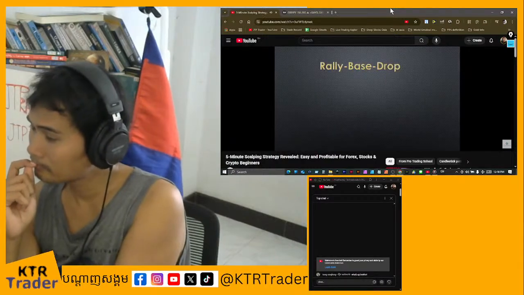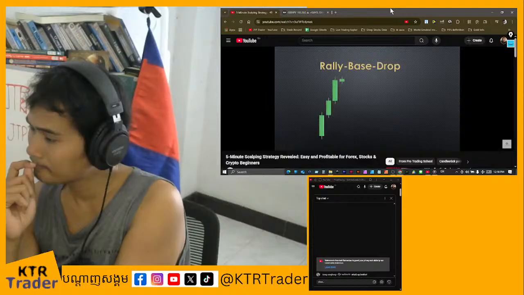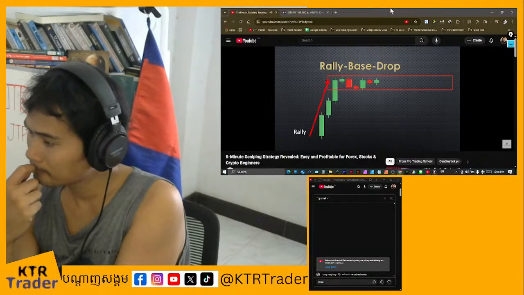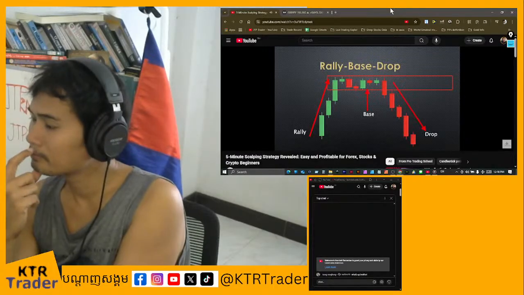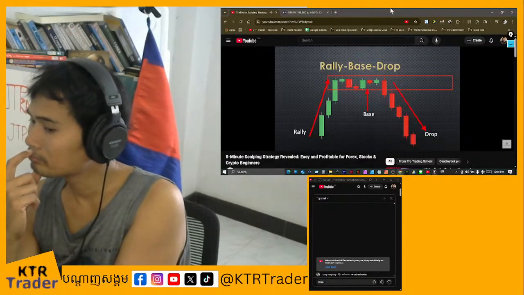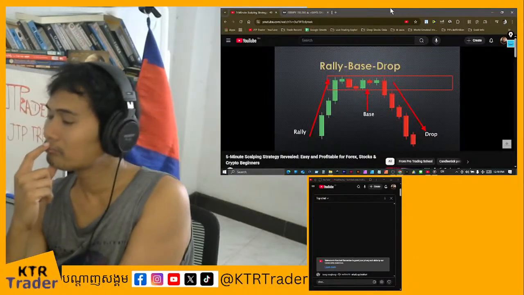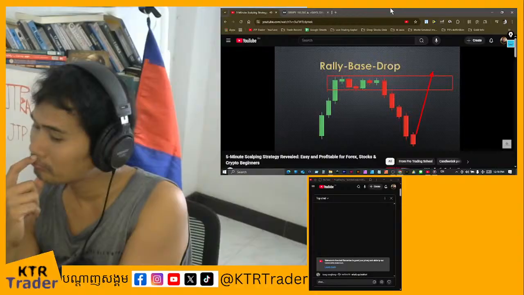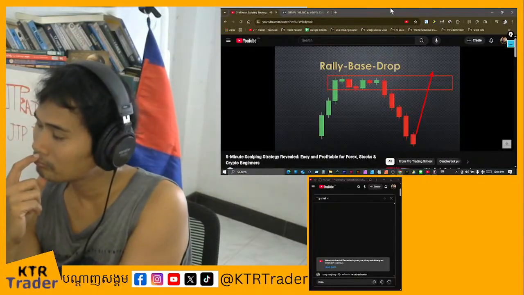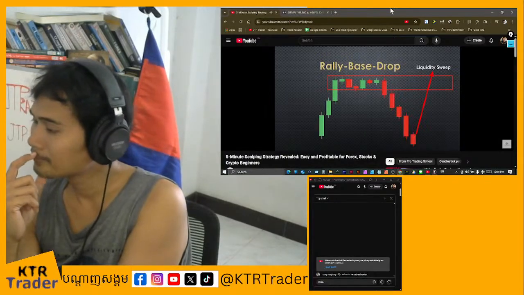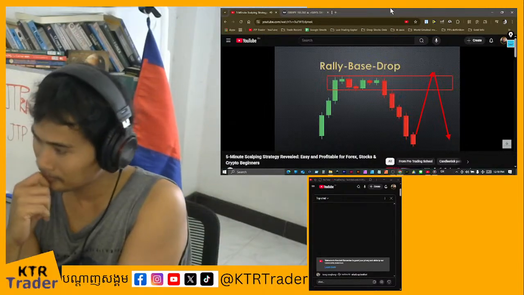Now let's switch to the rally base drop, a classic bearish reversal pattern. The market rallies upward, hits a base where institutions start selling, and then drops sharply. This base forms the supply zone, where smart money leaves its footprints, creating a high probability area for future price action. When the price revisits this zone, institutions already have their limit orders waiting, and the market often sweeps liquidity from retail traders who have placed their stop losses just above the zone. This triggers a strong drop, exactly the move we want to catch as scalpers.